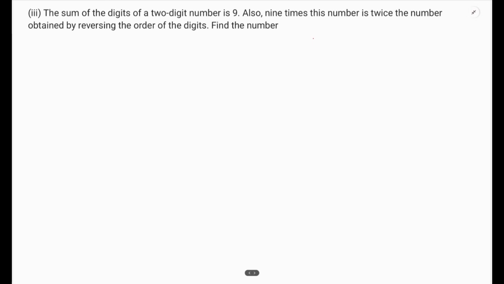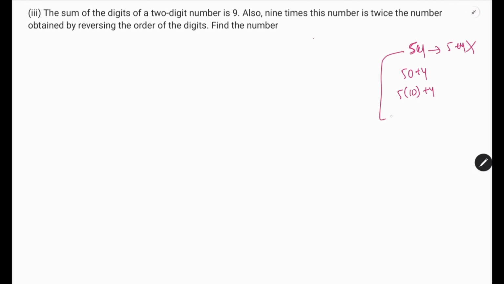The sum of the digits of a two-digit number is 9. Also, 9 times this number is twice the number obtained by reversing the order of the digits. Find the number. See, if you take a number, for example 54, how do you write it? Do you write it as 5 plus 4? No. You write it as 50 plus 4. So what is 50 here? 5 into 10 plus 4.